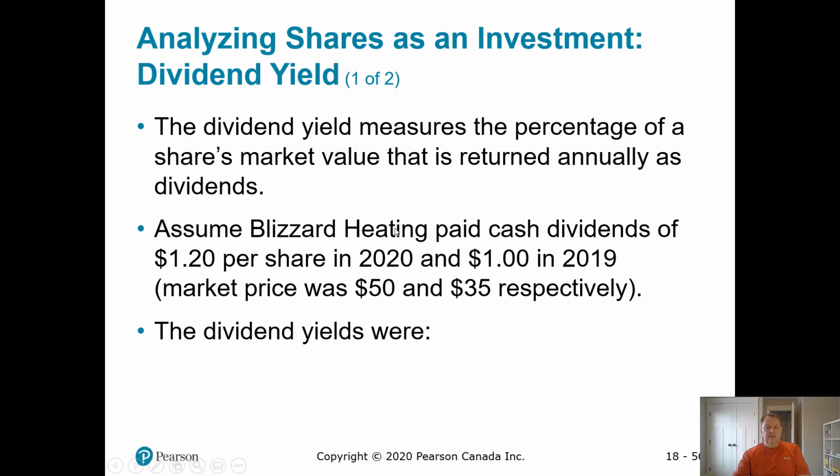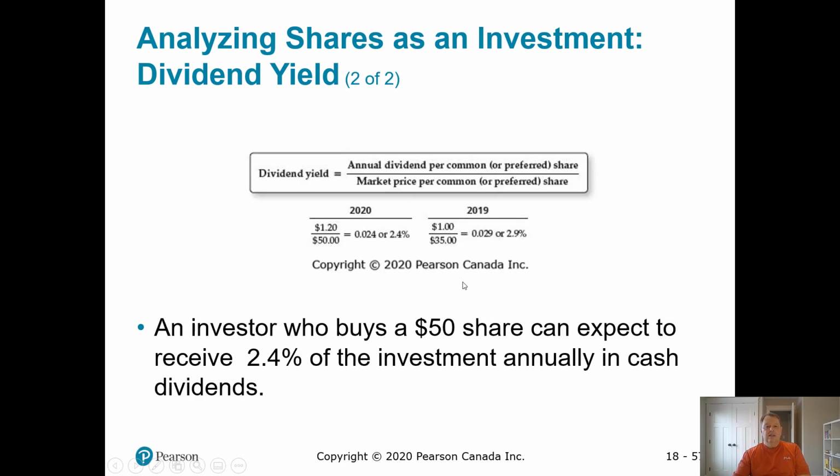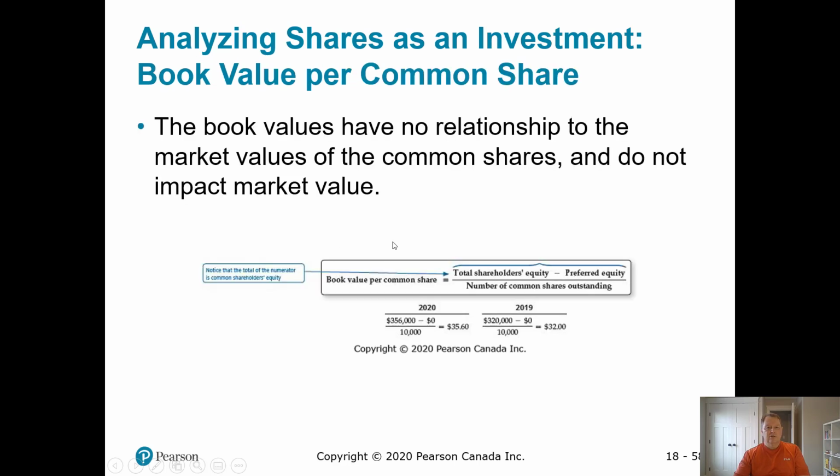So dividend yield is another way to look at this. If you got $1.20 a share in 2020 and $1 in 2019, well, is that good or bad? It looks like it's not as good, but we have to look at it relative to the market price. So in this case, you can see the dollar that we got when the share price was $35 is 2.9%. But in 2020, when you got $1.20, you got more money. Well, the market price was much higher, and we only got 2.4%. So it's not as good for sure.